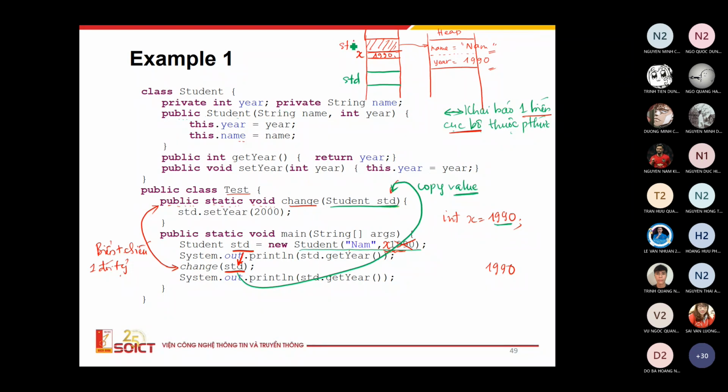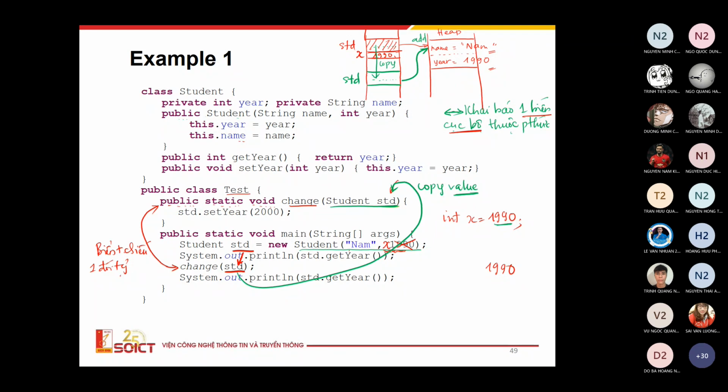Vậy thì nhìn lên bộ nhớ, std của chương trình chính, giá trị của nó là gì? Là address của vùng nhớ bên này. Vậy thì tôi copy cái này xuống. Bây giờ std cục bộ của phương thức này cũng là địa chỉ, và vì vậy nó cũng tham chiếu đến cùng đối tượng này nhé.